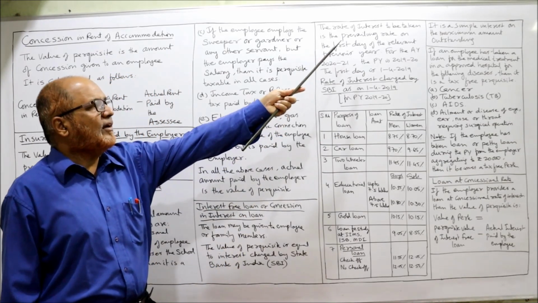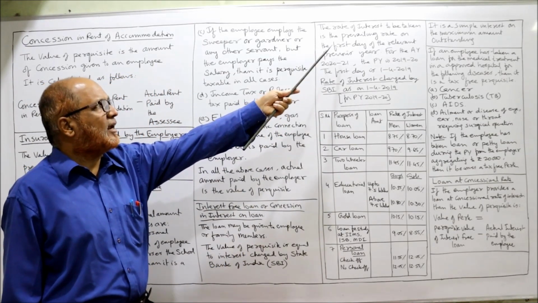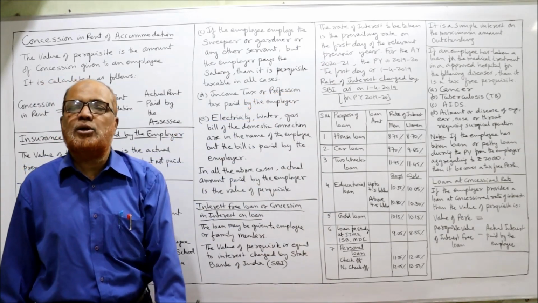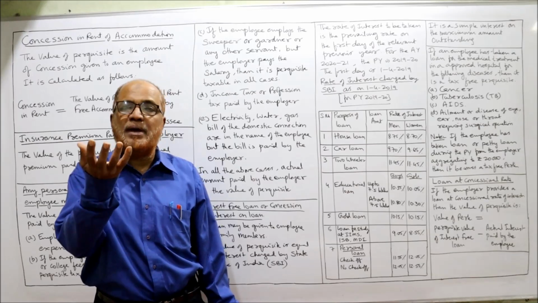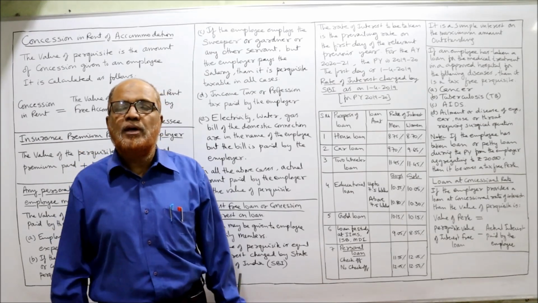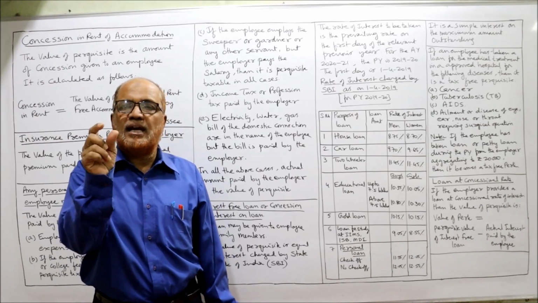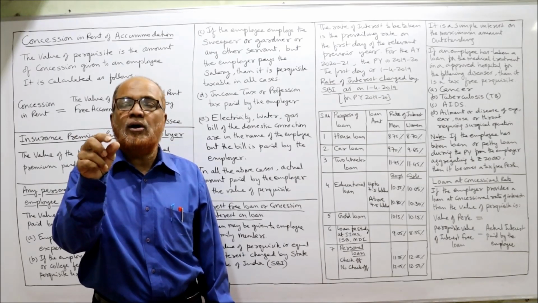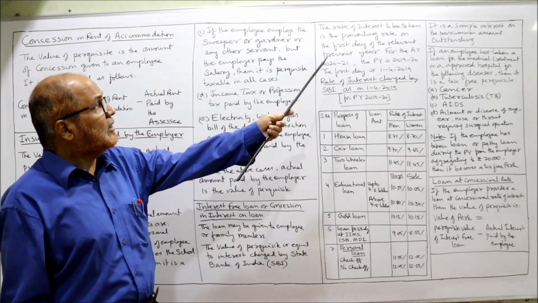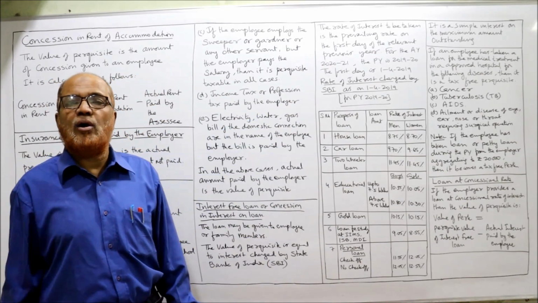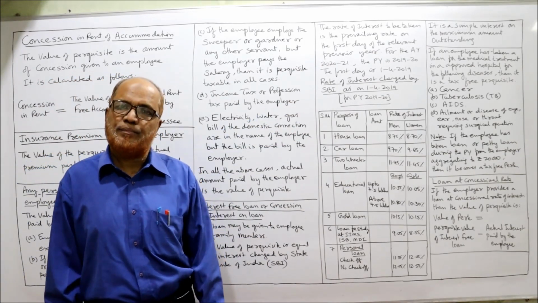Now, the rate of interest to be taken is the prevailing rate on the first day of the relevant previous year. So which rate of interest? Because the rate of interest may change from time to time. So the Income Tax Act says take the rate of interest which is prevailing on the first day of the relevant previous year.